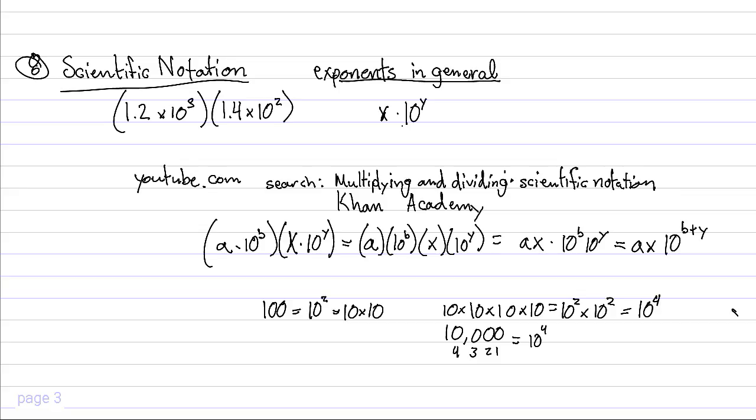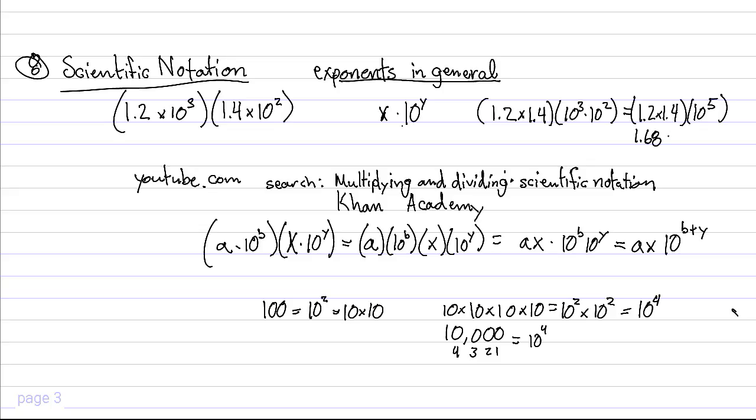So the answer to this problem would be equal to 1.2 times 1.4 times 10 to the third times 10 to the second, which equals 1.2 times 1.4, right, times 10 to the fifth, and that would be equal to 1.68 times 10 to the fifth would be the answer.